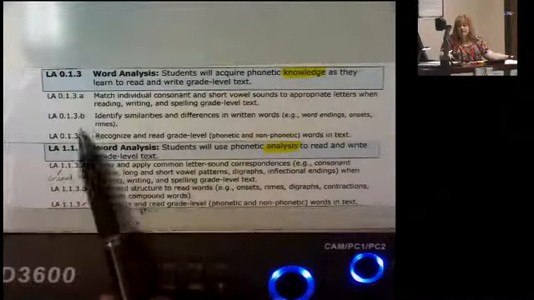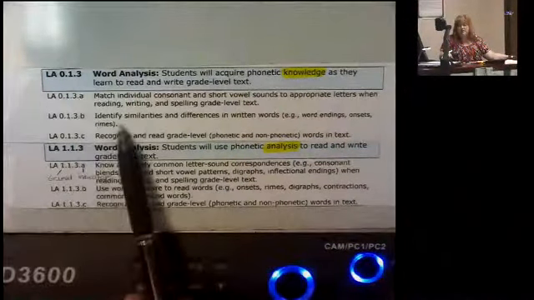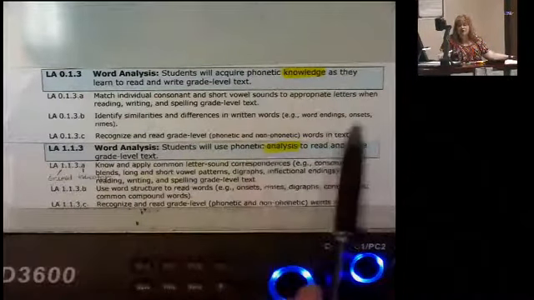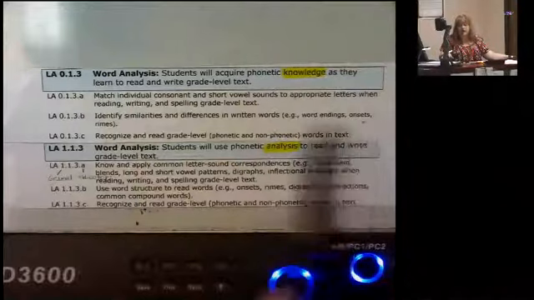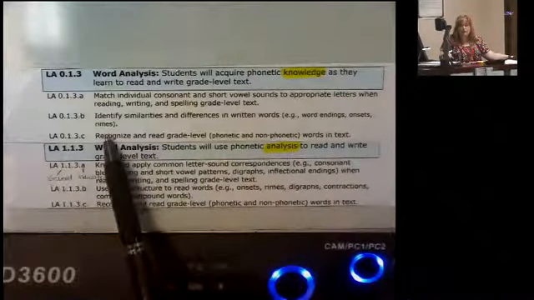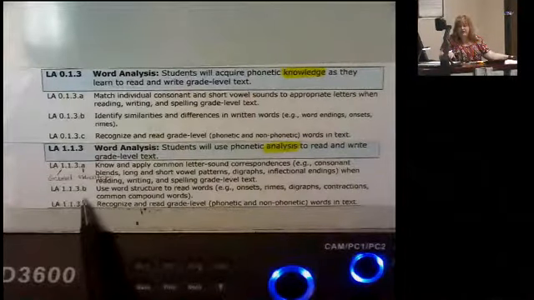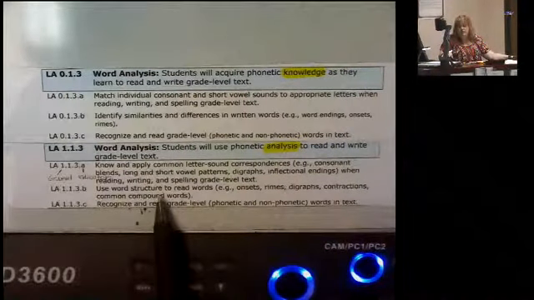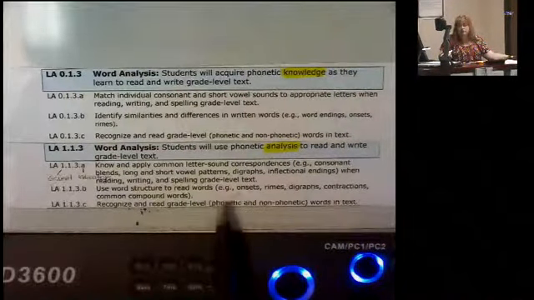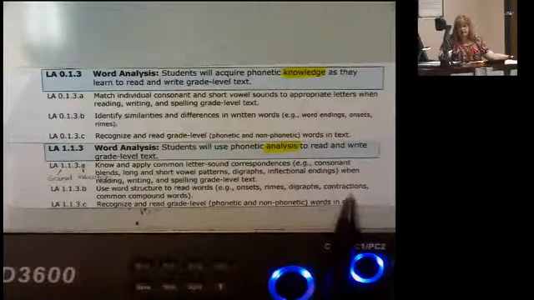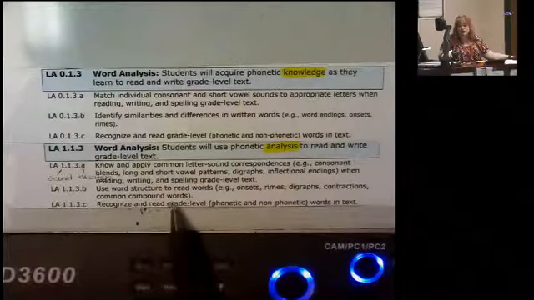All right, indicator B talks about identifying similarities in written words, word endings, onsets, which is the beginning of the word, and rhyme, which is the end of the word. Let's see what it's like for first grade indicator B. Use the word structure to read words. So here they're still working with the onsets and rhymes, but they've added digraphs, contractions, and common compound words.